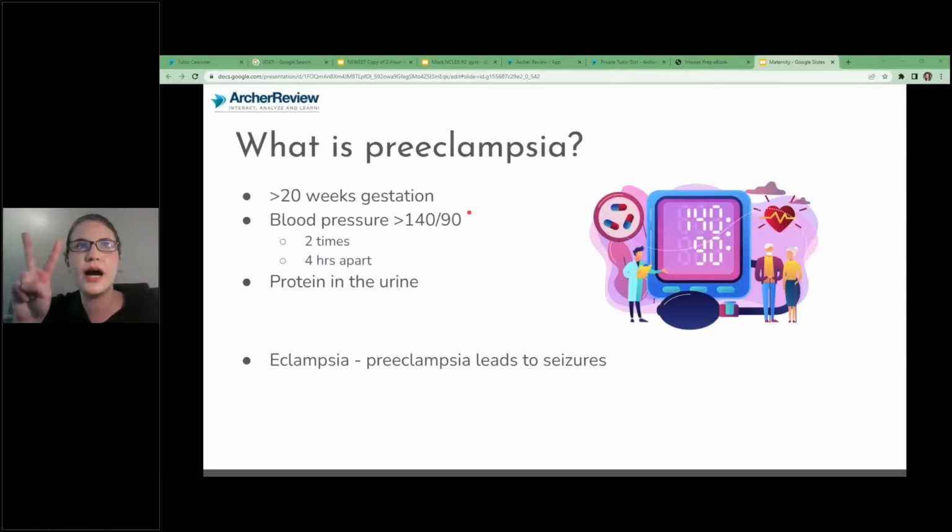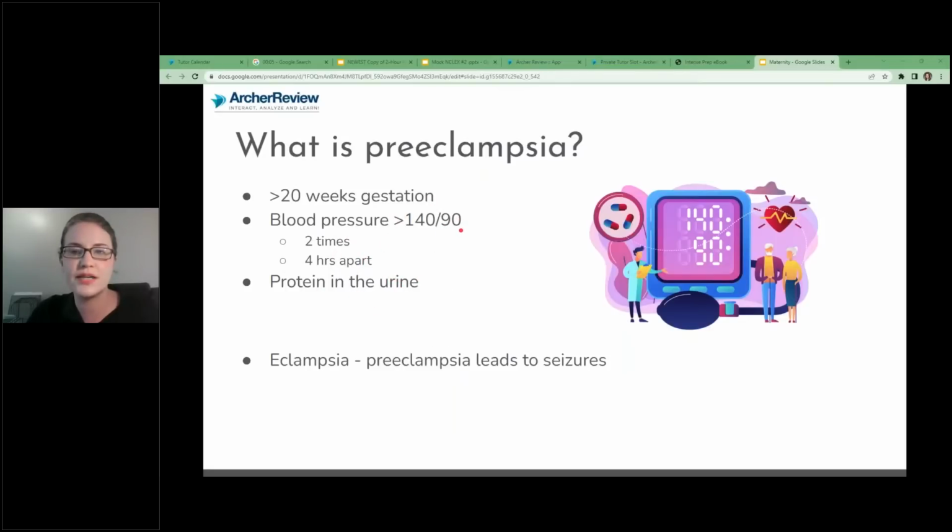It needs to be two high blood pressures of 140/90 or higher. But it can't just be the high blood pressures. There also needs to be protein in the urine. These patients, when you do a urinalysis and you do that dipstick, you'll see high proteins in it. And the reason for that is preeclampsia. The combination of protein in the urine and high blood pressure is not a good combination.